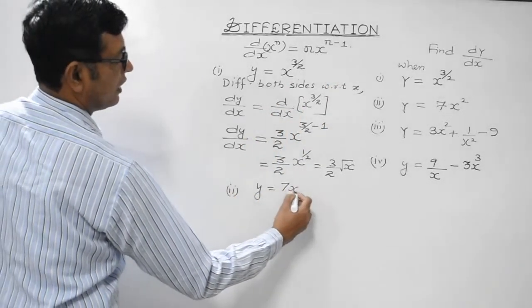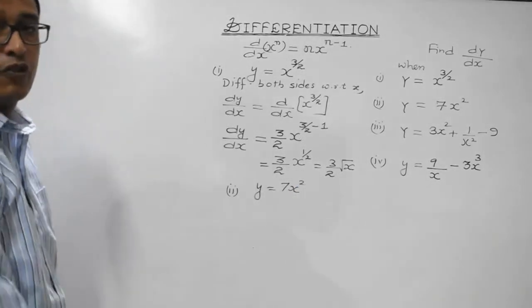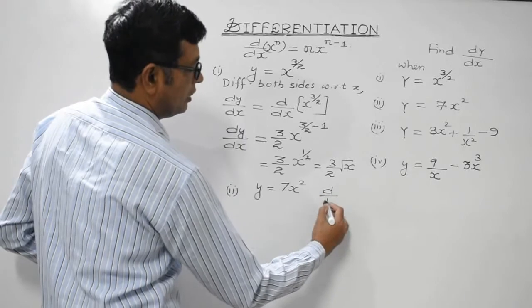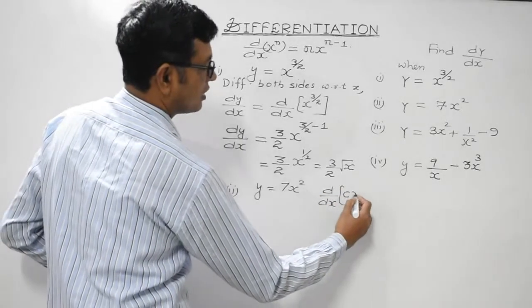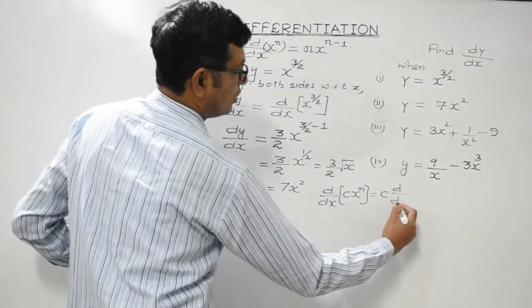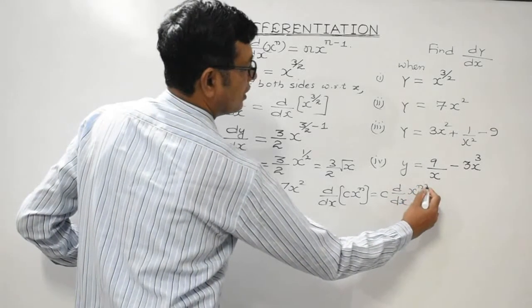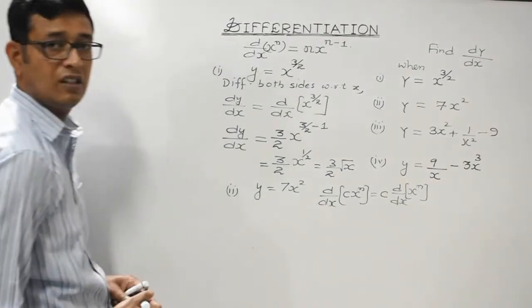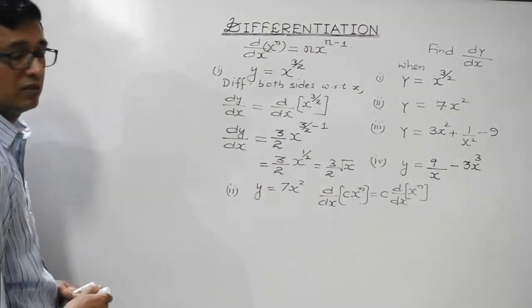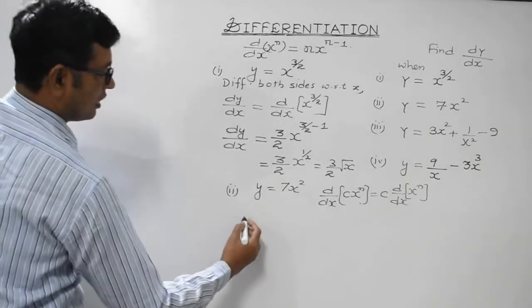Y is equal to 7x square. Which formula is to be used? 7 is constant. We are aware of this formula: d by dx of any constant multiplied by x to the power n would be equal to c into differentiation of x to the power n. This is the formula which we have discussed already. So, it's in the standard form of this particular formula. So, let's try to solve it.